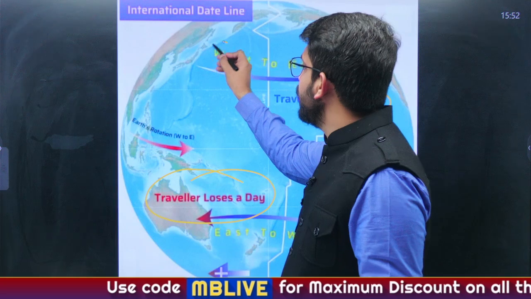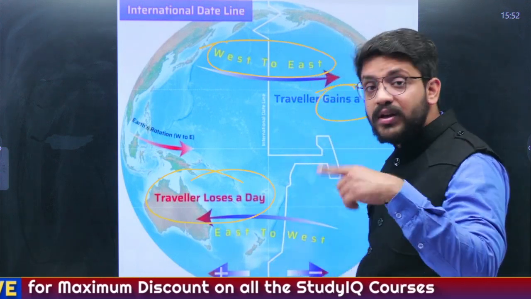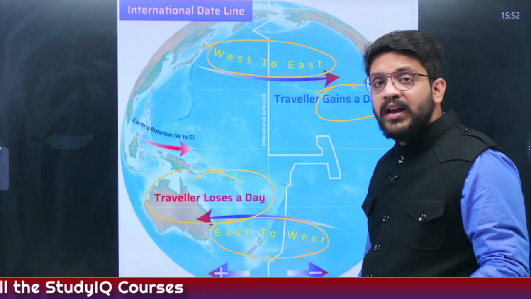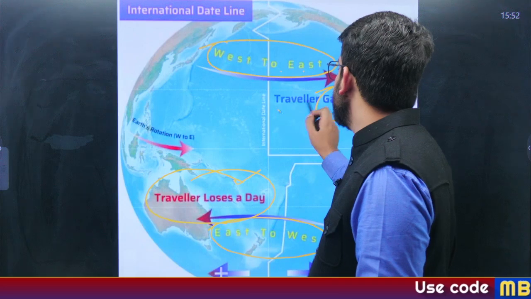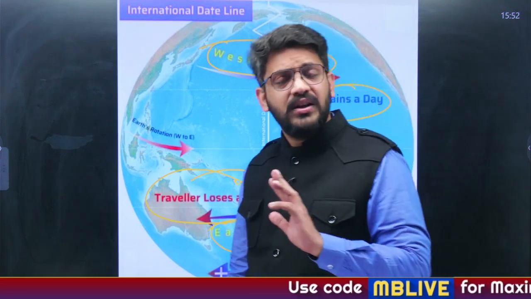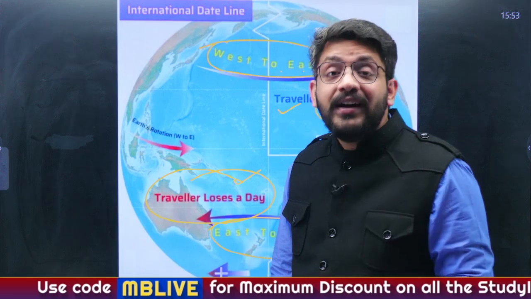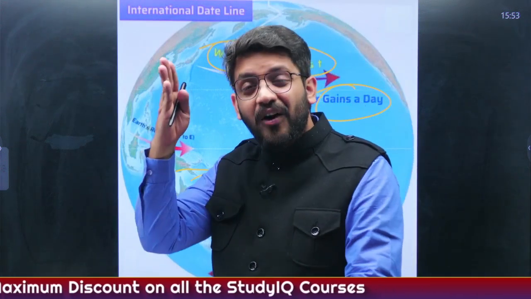Just follow the direction: the motion of the earth, the rotation of the earth direction, is west to east. East to west travel loses a day, and west to east travel gains a day. Just remember this thing.